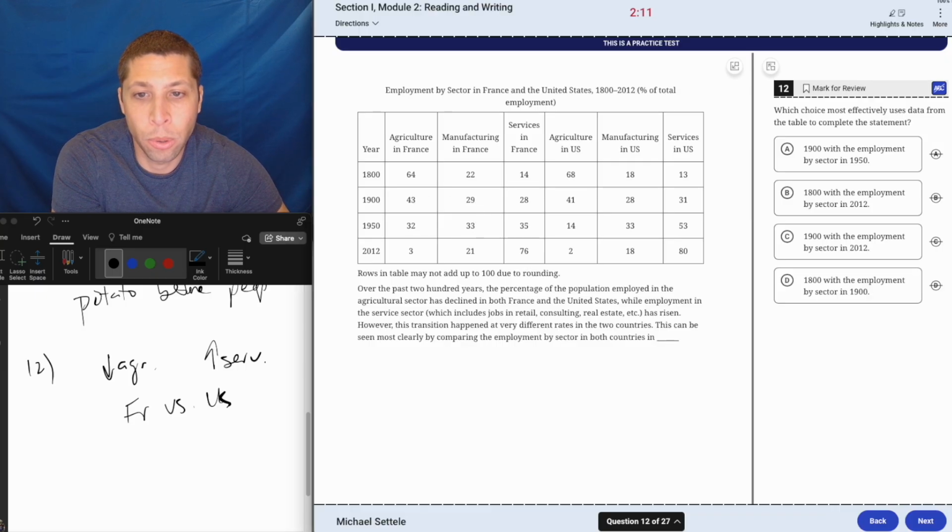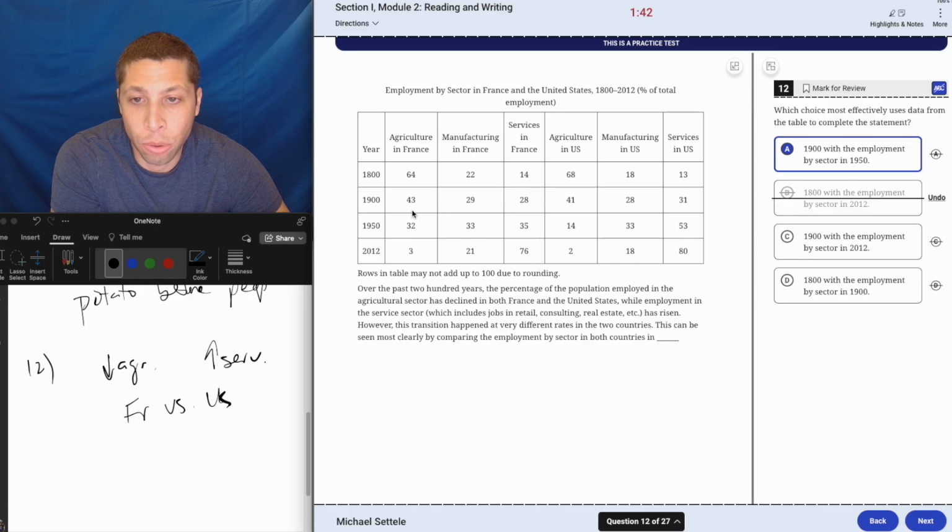So 43 to 32, 41 to 14, those are different, right? And then 28 to 35, 31 to 50, those are different. That seems right. So 1800 to 12, okay, so 64 to 3. So 68 to 2, that's kind of the same. And 14 to 76, 13 to 8, that's kind of the same too.